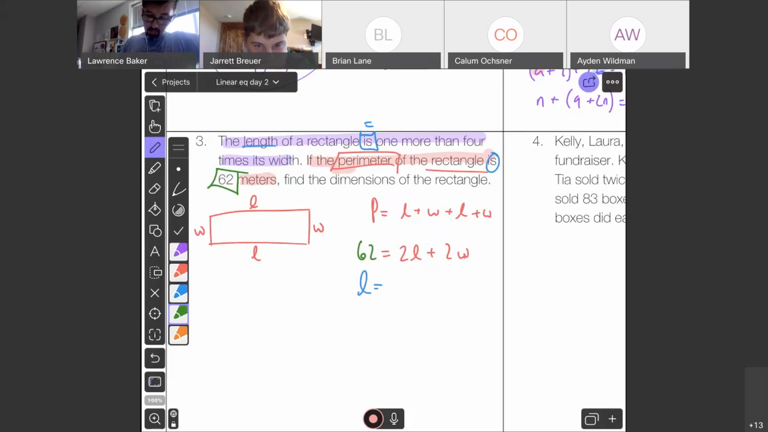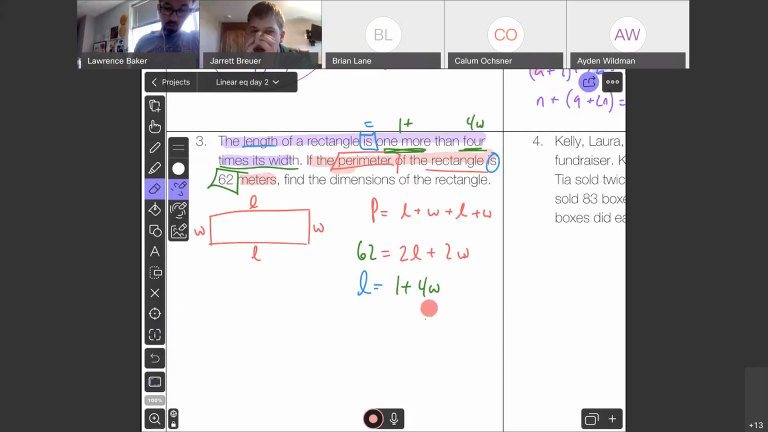One more than 4 times the width: 1 plus 4W, or 4W plus 1. Doesn't matter which way you write it, because addition doesn't have an order. We can do addition any way we want. You decide which way you like it. I'm just going to do it the way it was said. So now I have my two equations.